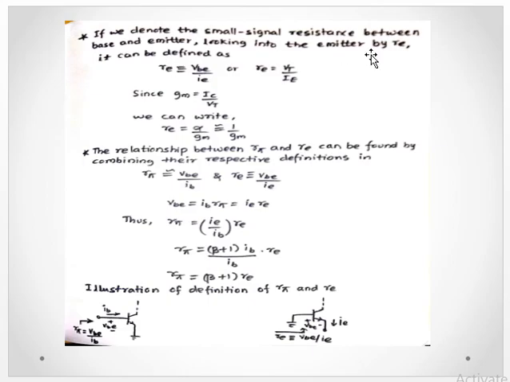If we denote the small signal resistance between base and emitter, looking into the emitter, by re, it can be defined as vbe by ie.